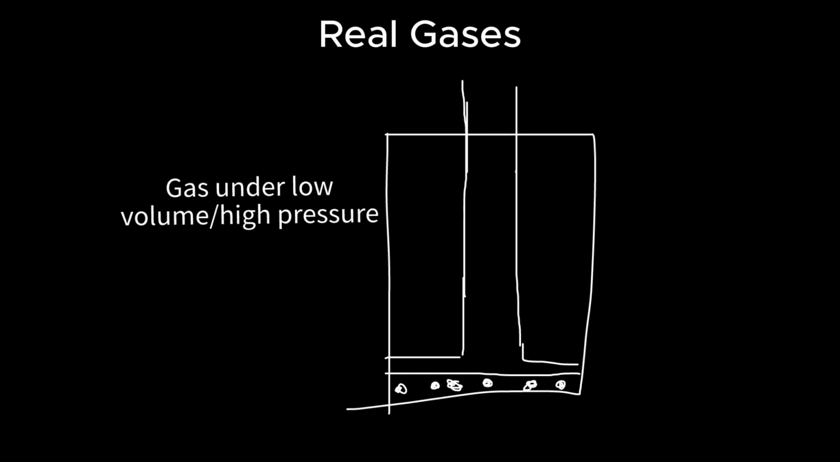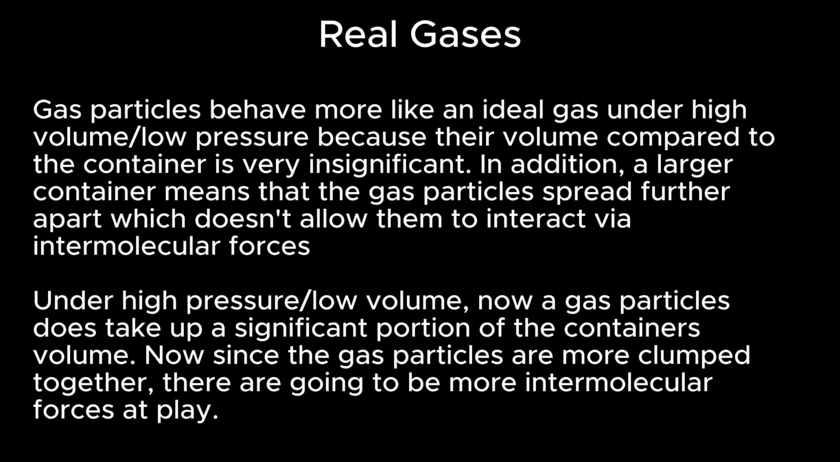So under low pressure, when there's a lot of volume, the gas particles behave more like an ideal gas. Why do they behave more like an ideal gas? Because they're not actually occupying that much volume in the container. And in addition, if the container is big, the gas particles are more spread out from each other, which means they can't really interact with each other by intermolecular forces. And this connects to the next postulate that's not really holding up to reality.